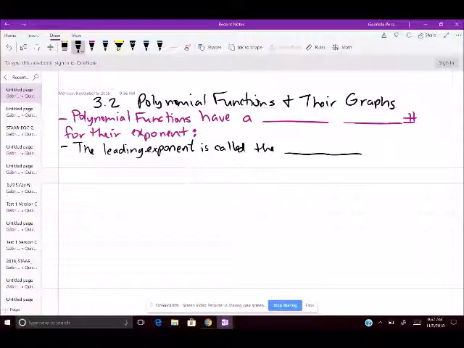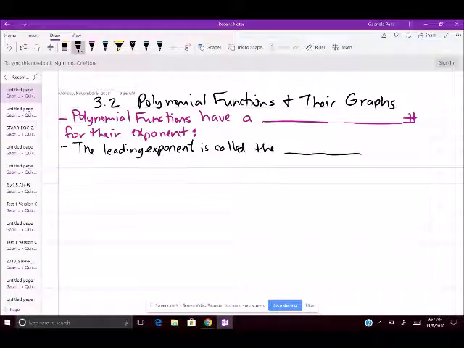We're going to go into 3.2, which deals with polynomial functions and their graphs. You're not going to need a calculator if you understand the shortcuts to it. But for right now, you have a calculator so you can actually see what it does, but you'll be able to do it without. So we're going to deal with polynomial functions.